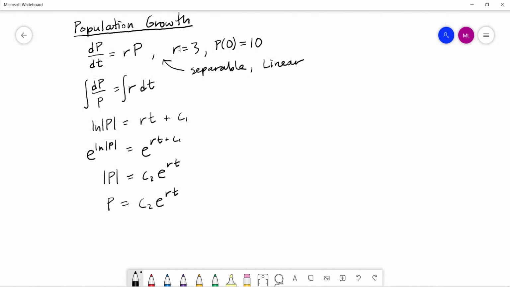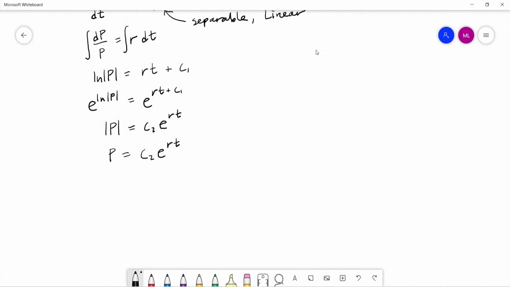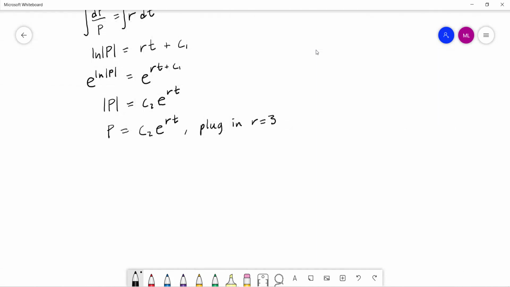Notice I forgot to actually plug in the value r equals 3. We otherwise would have just had a 3 sitting here in place of r in all these steps. So we can do that now. You could have done it back at the beginning. We are doing it now because I forgot to do it at the beginning. So plug in r equals 3. And we will get that p is equal to c2 e to the 3t.